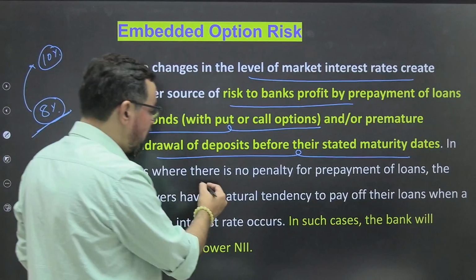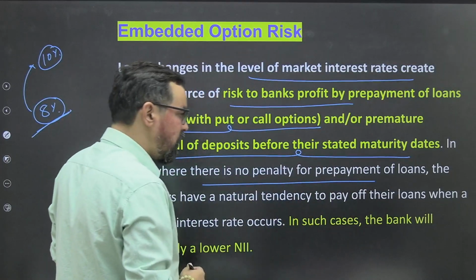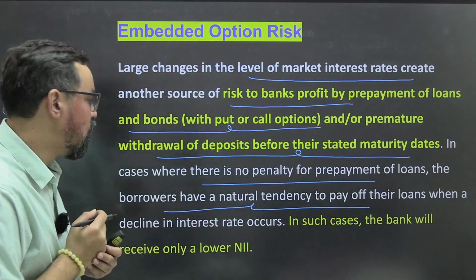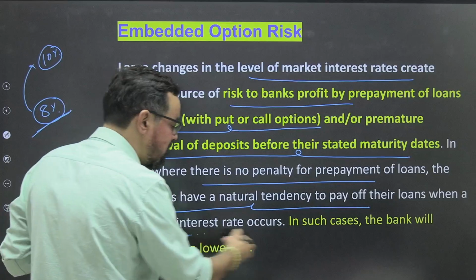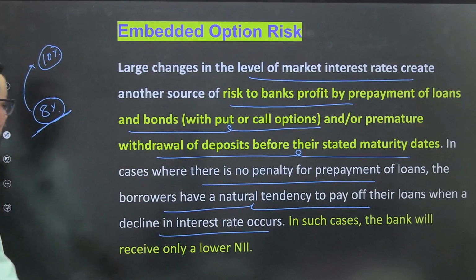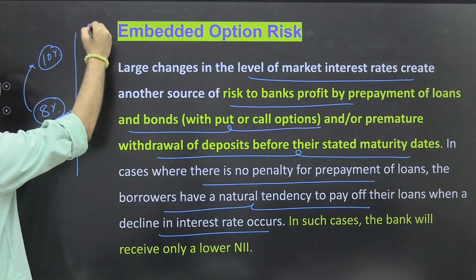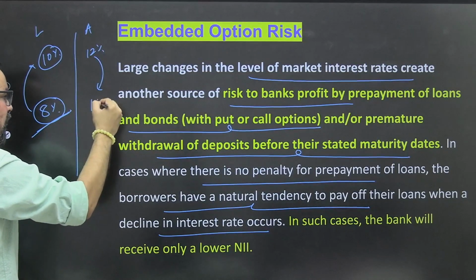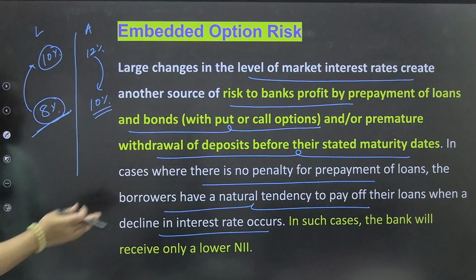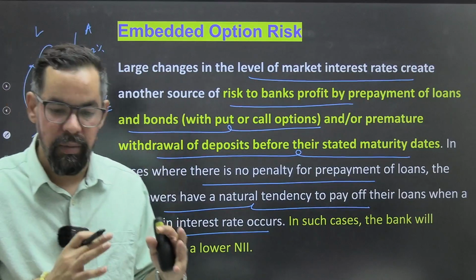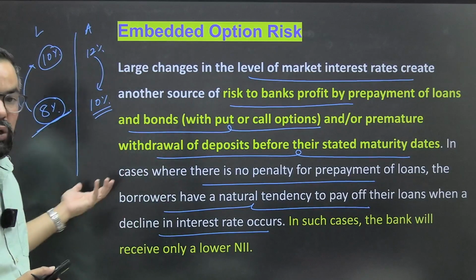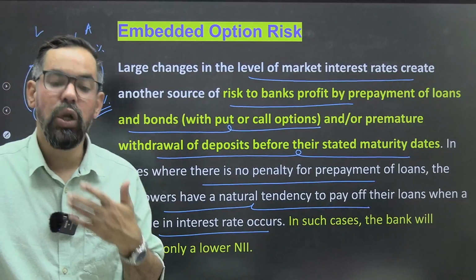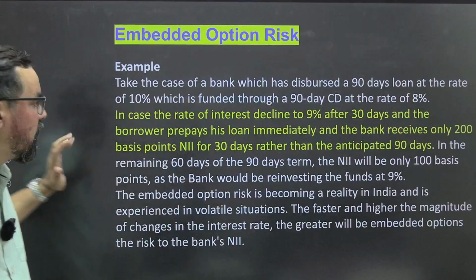In cases where there is no penalty for prepayment of loans, the borrower has a natural tendency to pay off their loan when a decline in interest rate occurs. As I gave you an example, earlier on the asset side the interest rate was 12%. Later on, the market interest rate declined to 10%. If there is no penalty and we have given the customer the option of prepayment, they'll obviously go for this. In such cases, the bank will receive only a lower NII. That is directly going to impact your NII.